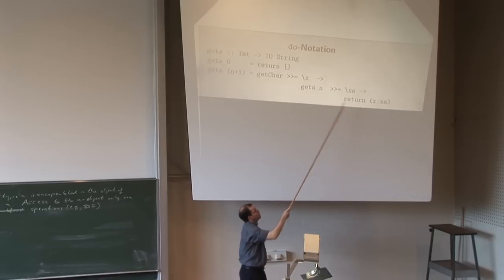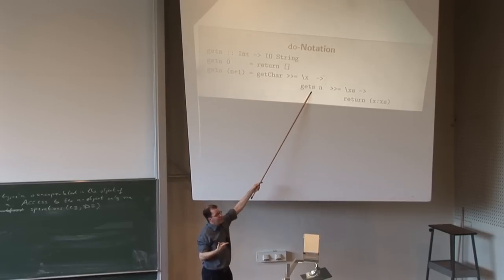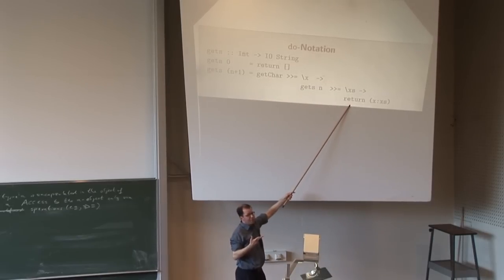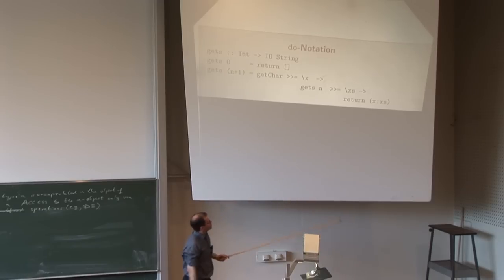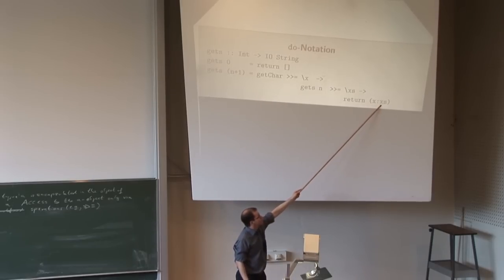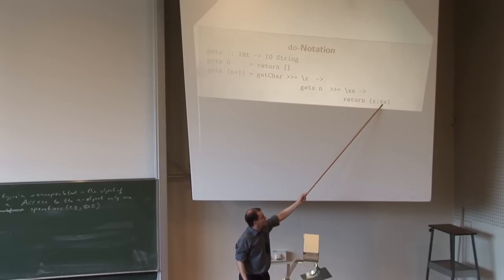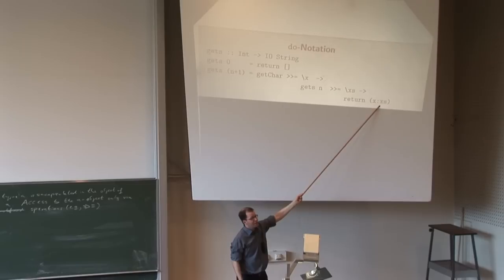So we do 3 actions. First, read the first character, then read the remaining n characters, and then do nothing. So 3 actions take place. And what we encapsulate in the resulting action, which composes these 3 things, is this, x colon xs. So we encapsulate the string which consists of the first character and the string consisting of the remaining characters.